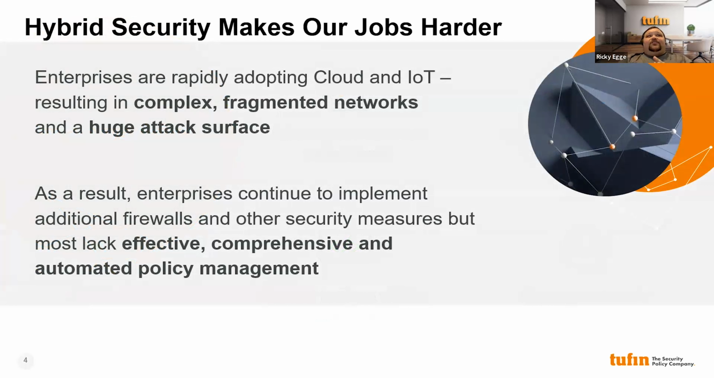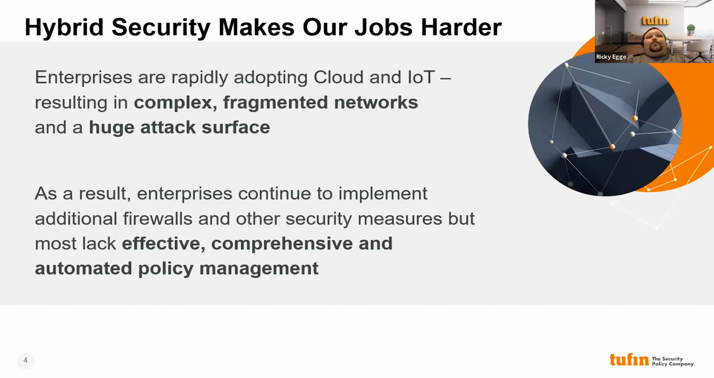Why is this a challenge, and why is Tufin doing this? It's because hybrid security makes our jobs harder. It doesn't have to, but a lot of times it does. So what we're seeing is enterprises are rapidly adopting cloud and IoT. Since 2020 we've seen a huge explosion in moving to public cloud, and this has resulted in some complex, fragmented networks and large attack surfaces.